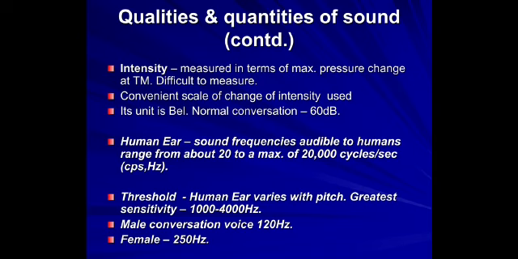The human ear can perceive sound frequencies within a range of 20 to 20,000 cycles per second. If it is less than 20, it is called infrasonic sounds, and if it is more than 20,000, it's called ultrasonic. Pitch discrimination is maximal between the frequency range of 1000 to 4000 Hz. A male converses at a frequency of 120 Hz and a female at 250 Hz. So this is how the sound is perceived with different ears.